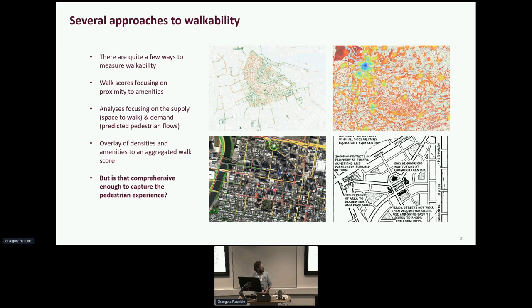Some of them look at proximity to amenities. Others look at a supply and demand question, where supply is the space for pedestrians and demand is predicted pedestrian flows. Others do an overlay of densities and amenities. But we came to the conclusion that that is not comprehensive enough to capture the pedestrian experience, at least not to the extent that we wanted.